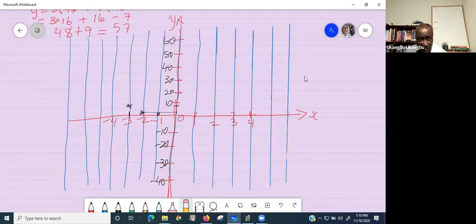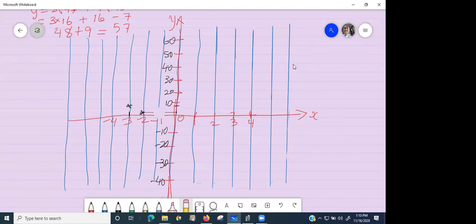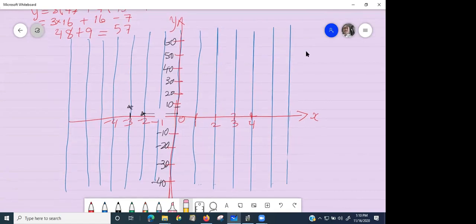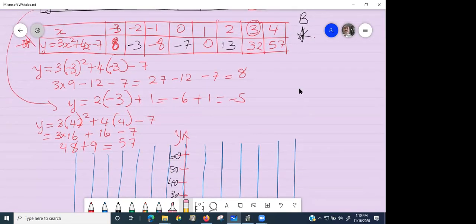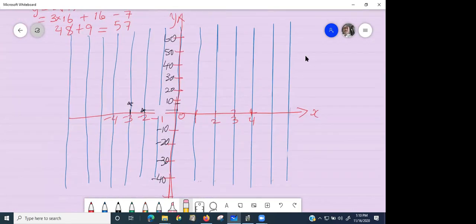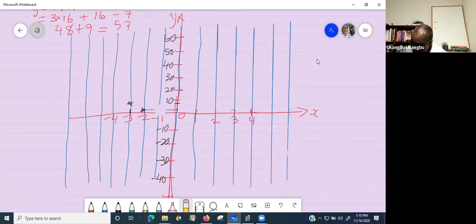I think you're plotting in the wrong place. How? You said when x is negative 2, negative 3. What is the value of y? It's supposed to be a negative, so it would be on the bottom half. Yes, you are right. Thank you. So it should be on the bottom part. You are correct. So negative 3 should be on the bottom part. So somewhere here. Okay, let's go.